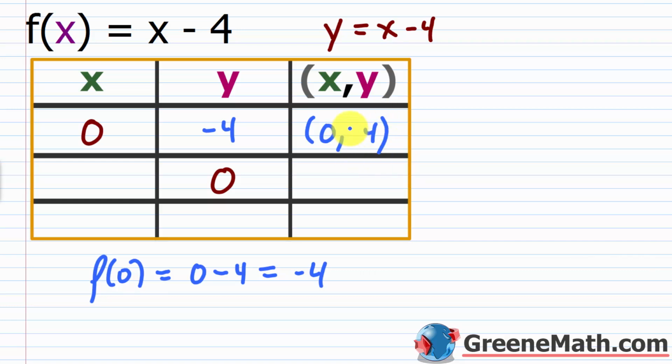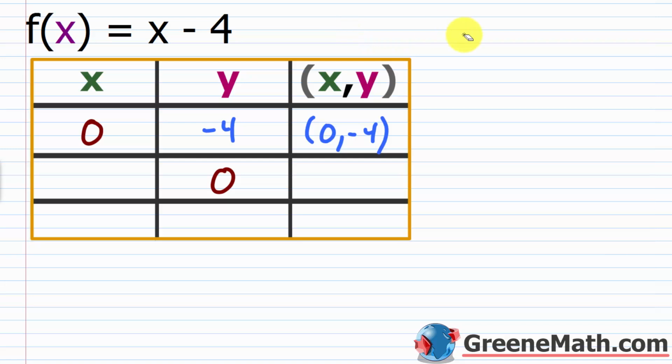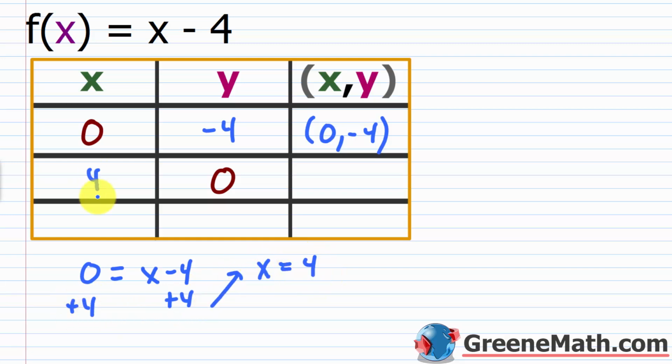Let me erase that. And then what about if y is 0? So basically this guy right here is 0. Let me erase this and I'll do this over here. Let's replace f of x with y to make it a little bit easier for you. So y equals x minus 4. Replace y, or again, f of x with 0. What do we get? We'll just add 4 to both sides of the equation. You're going to find that x is equal to 4, so we would have 4 comma 0. So you can get a third point as a check.